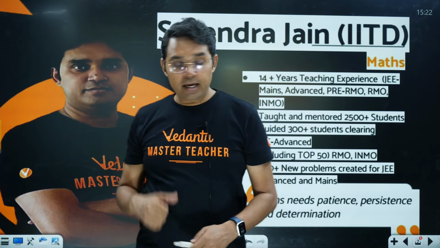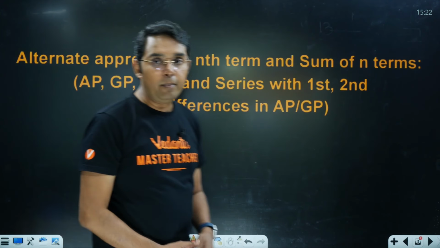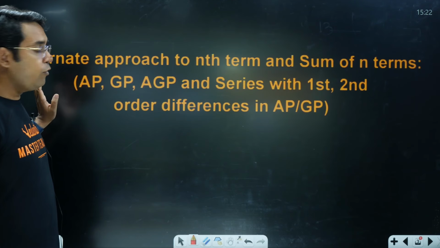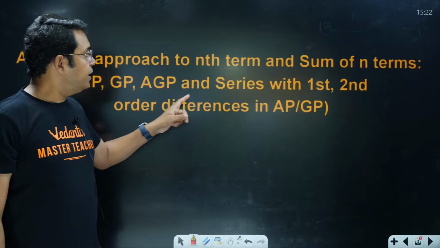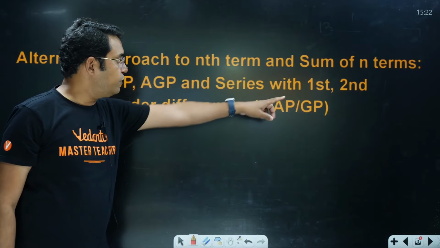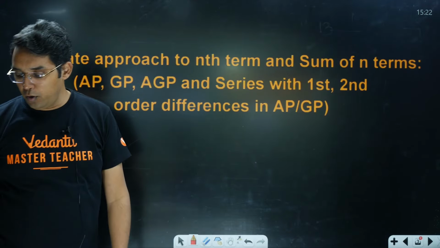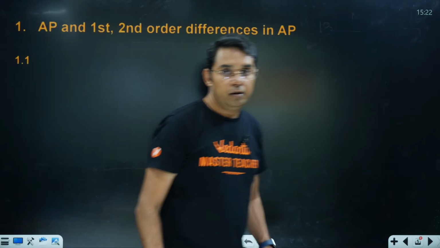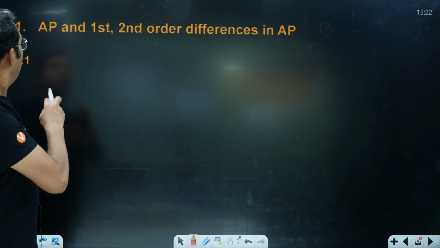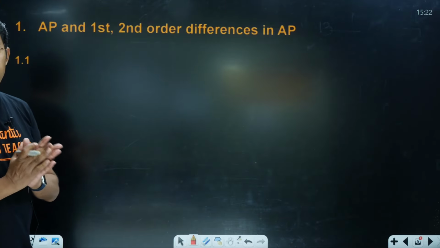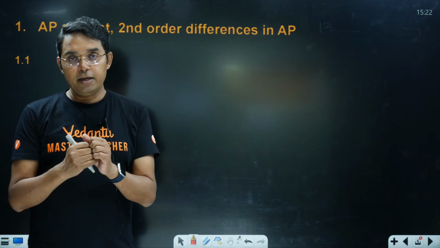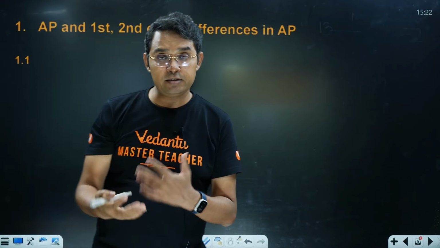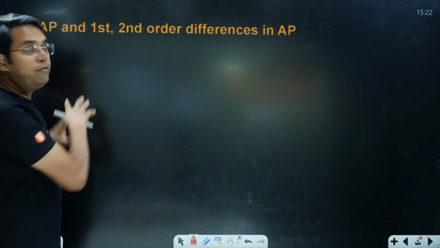Okay, so in this session I will be talking about an alternate approach to find nth term and sum of n terms of AP, GP, AGP, and also those series whose first or second order differences are in AP or GP. I will start with AP and then first and second order difference in AP. I will be telling you something which will be the starting of something that will come in second order, third order difference. So just be patient, because this can be very easy for you.